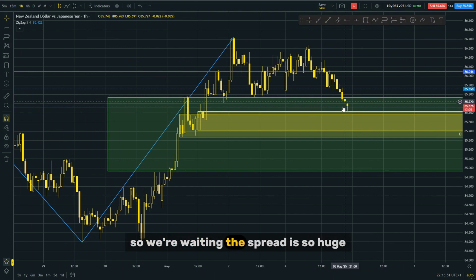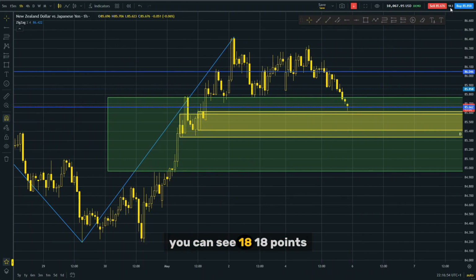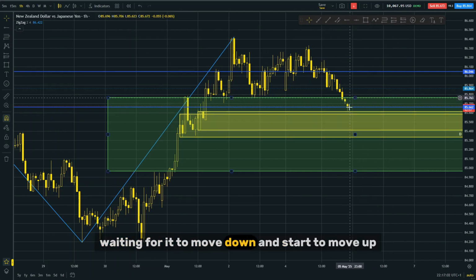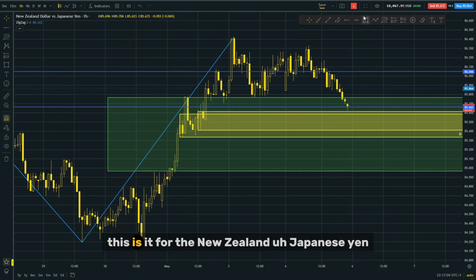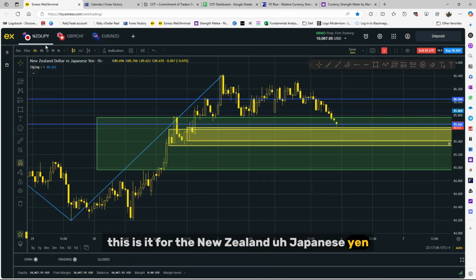So we're waiting. The spread is so huge. You can see 18 points. We're waiting for it to move, 18 points, waiting for it to move down and start to move up. This is it for the New Zealand Japanese yen.